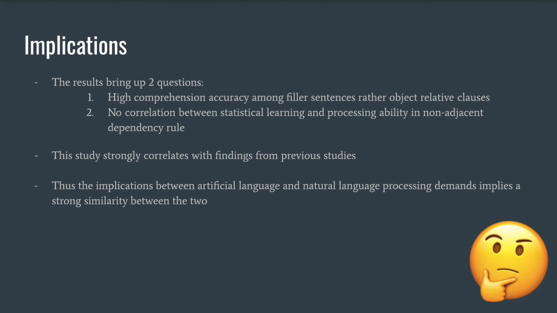This study suggests that the correlation findings of processing artificial language and natural adjacent dependency structures imply similarity in the processes used in learning them.